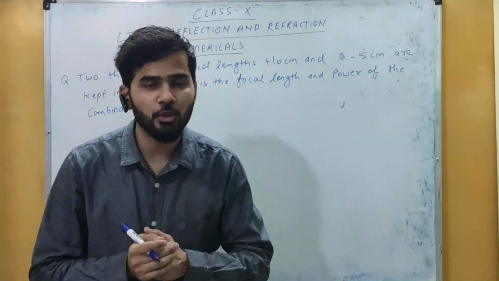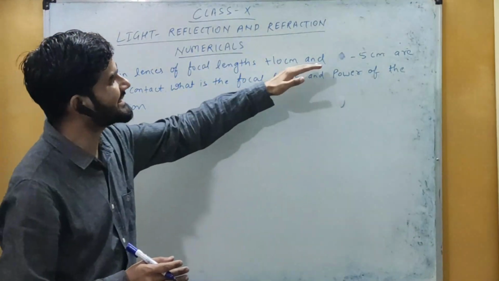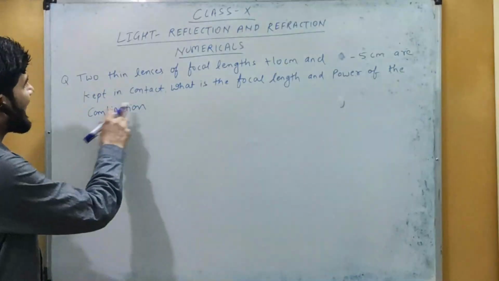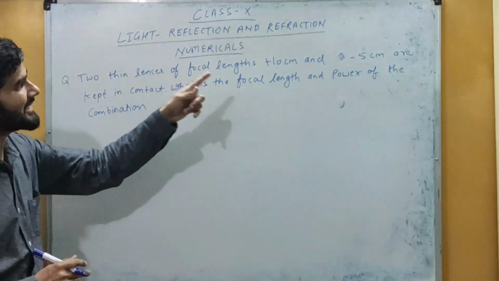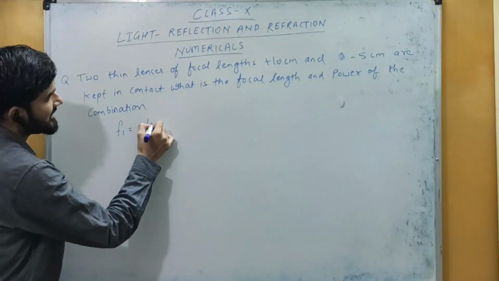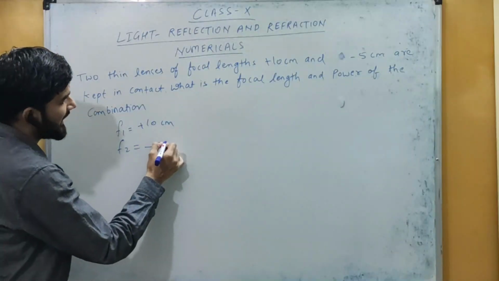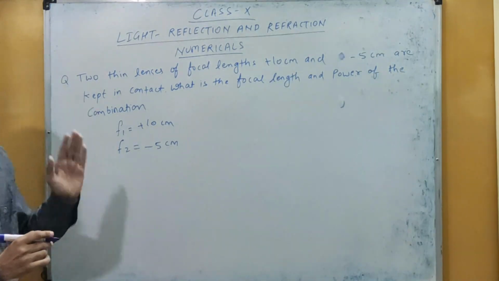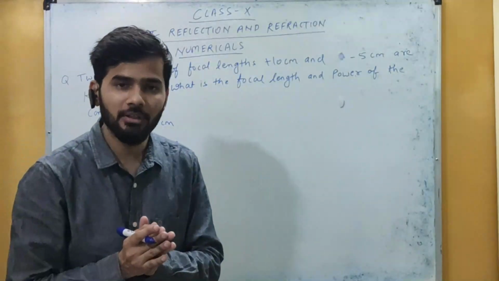Let us take one more numerical based on the power of lens. Two thin lenses of focal length 10 cm and minus 5 cm are kept in contact. What is the focal length and power of the combination? दो lenses है हमारे पास, जिसकी फर्स्ट वाले की फोकल लेंथ कितनी है? प्लस 10 सेंटीमीटर, and the focal length for the second one is equal to minus 5 centimeter, and they are kept in contact, and we have to find the resultant focal length and power of the combination.